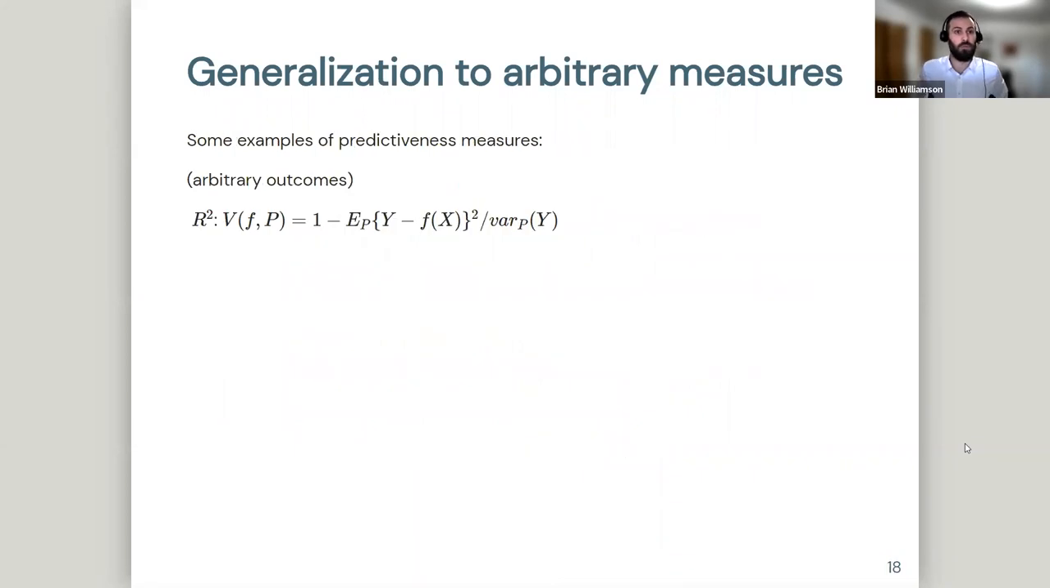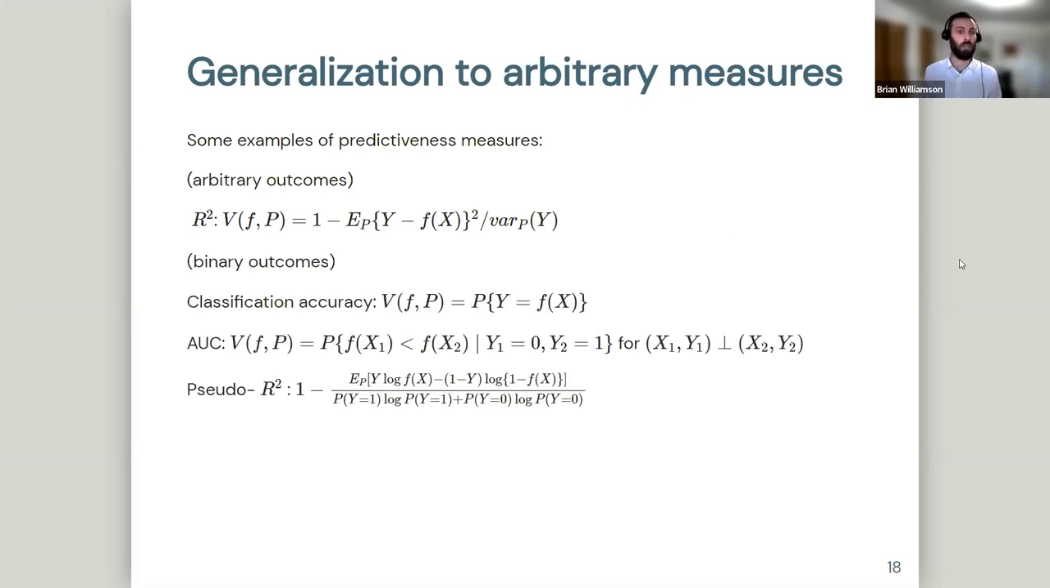And so what types of measures fall into this framework? One is R squared, like we've talked about before. There, the function V that measures predictiveness is this ratio that we've talked about: the ratio of the squared expected difference between outcome and prediction function, divided by the empirical variance.